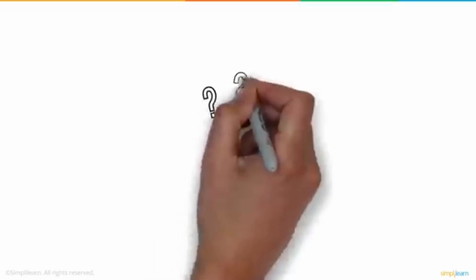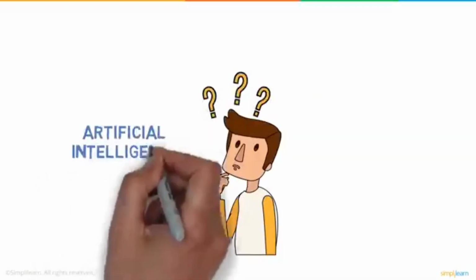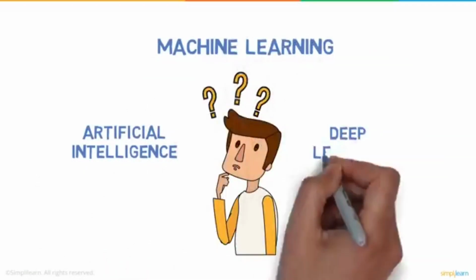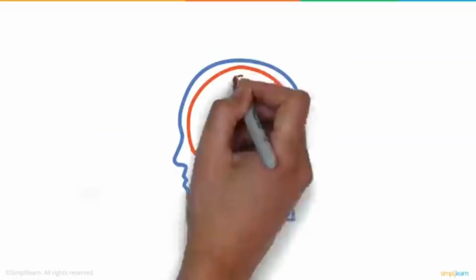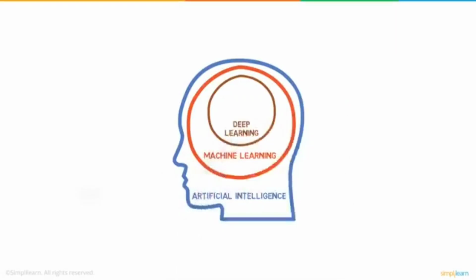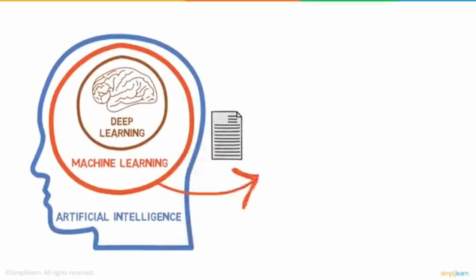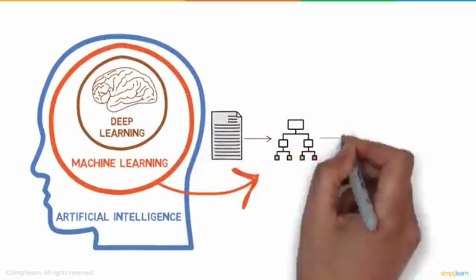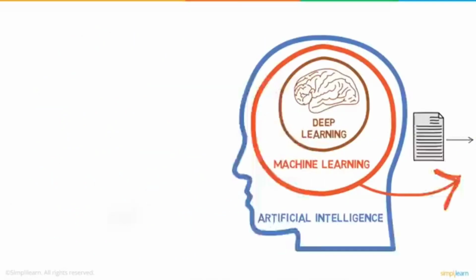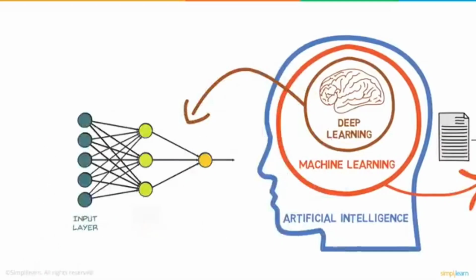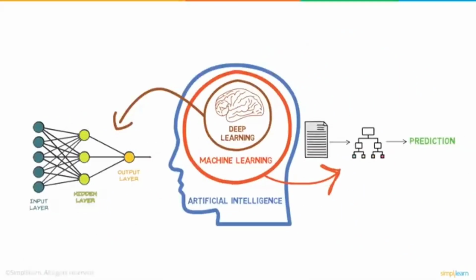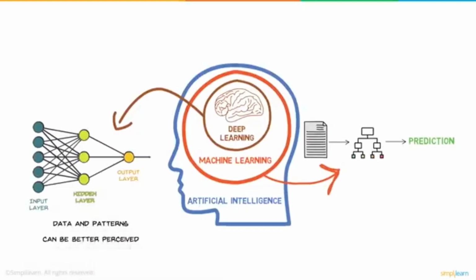You must be wondering, well, how is artificial intelligence different from machine learning and deep learning? We saw what AI is. Machine learning is a technique to achieve AI, and deep learning, in turn, is a subset of machine learning. Machine learning provides a machine with the capability to learn from data and experience through algorithms. Deep learning does this learning through ways inspired by the human brain. This means through deep learning, data and patterns can be better perceived.